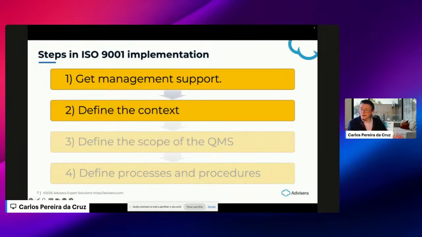Okay, you have management support. Now define the context. So define the context of your organization. So understand its environment, internal issues, relevant interested parties, risks and opportunities. Conduct a SWOT analysis, for example, involving relevant people from your organization to identify strengths, weaknesses, opportunities, and threats.